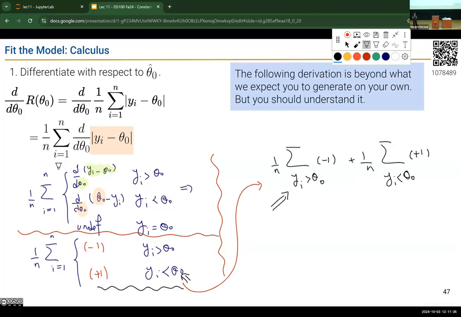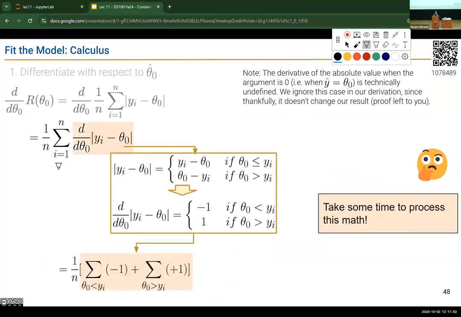And you might be guessing what's happening here. I'm just using a different notation this time when I'm doing the derivative. So this is where we're at, a kind of cleaned up version. We're saying that we're just calculating 1 over n times two summations. One for the case that theta 0 is less than yi, and one for the case that theta 0 is greater than yi.